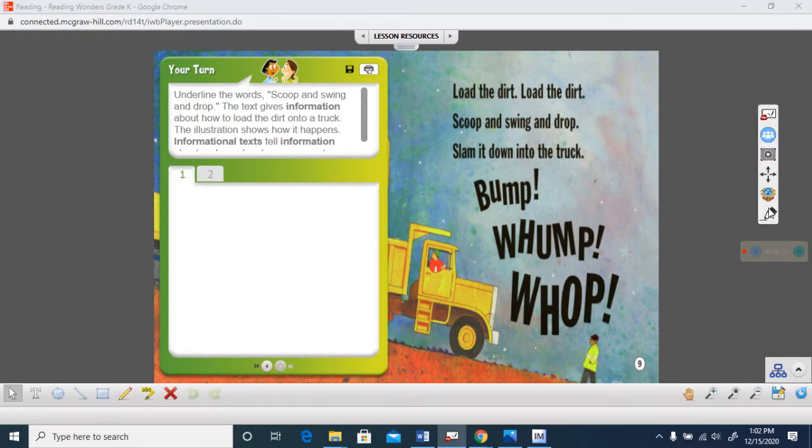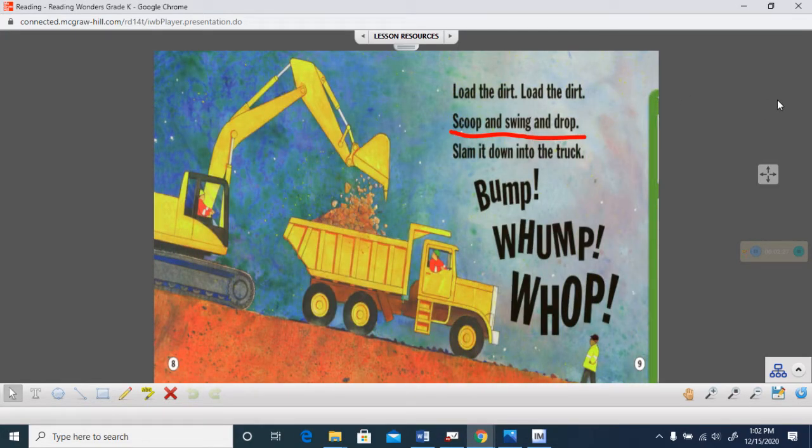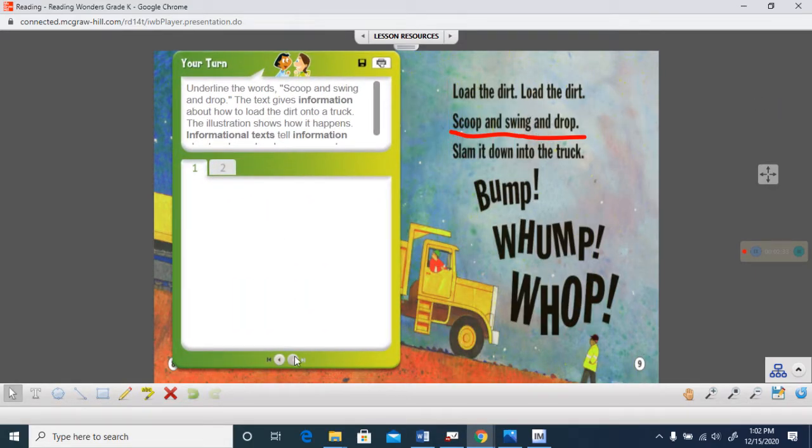Now, here you can see the words scoop and swing and drop. It gives information about how to load the dirt onto the truck. And this illustration right here shows that happening. It shows the backhoe loading the dirt onto the truck. So now we're going to read our story.